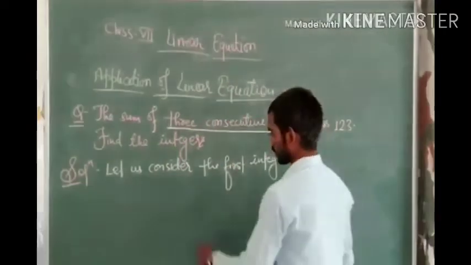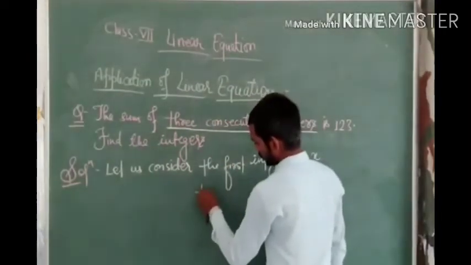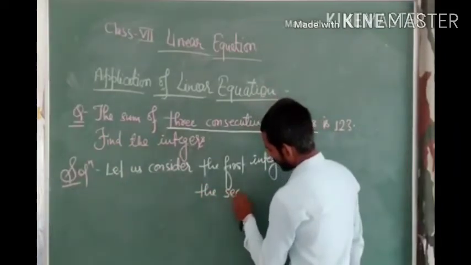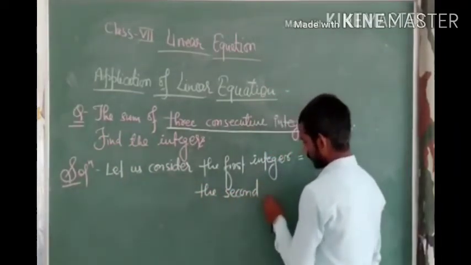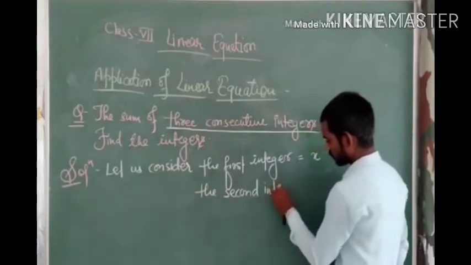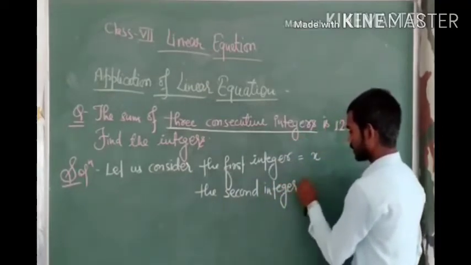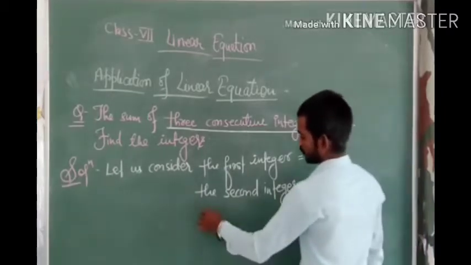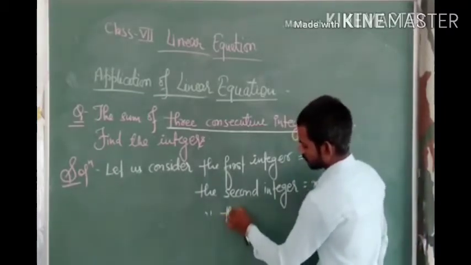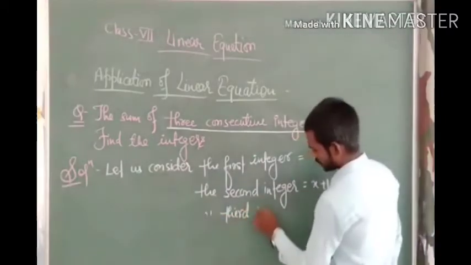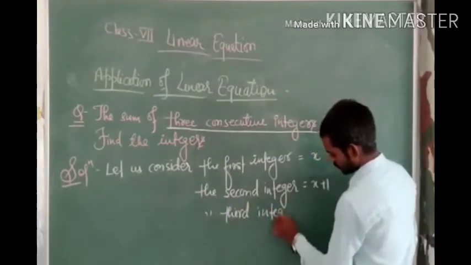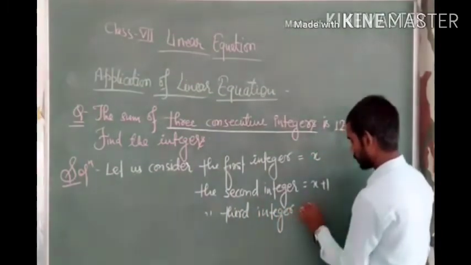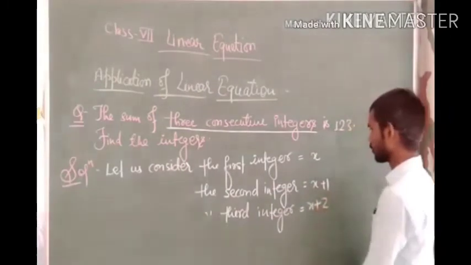So we write the second integer is equal to x plus 1. The third integer is equal to x plus 2.